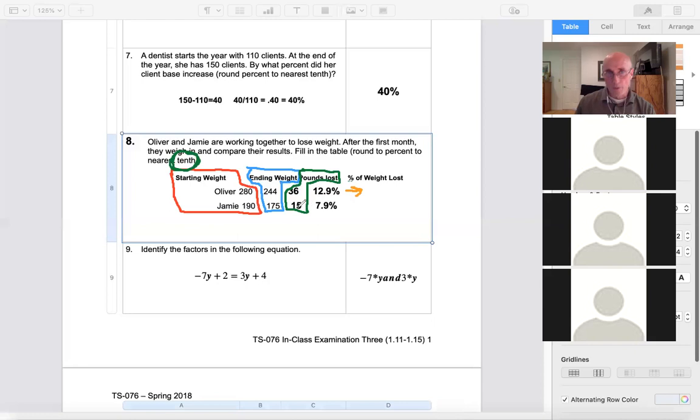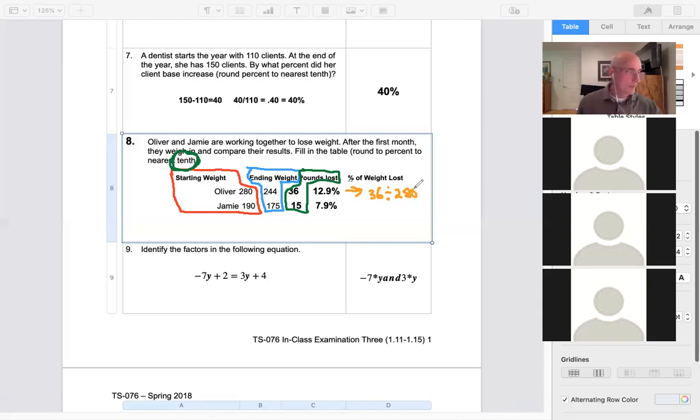These are a little bit bolder. You see how these are the answers. You would not see these on your exam. So if I did 280 minus 244, I'm going to get 36. He lost 36 pounds. 36 divided by his starting weight, which is over here, 280.